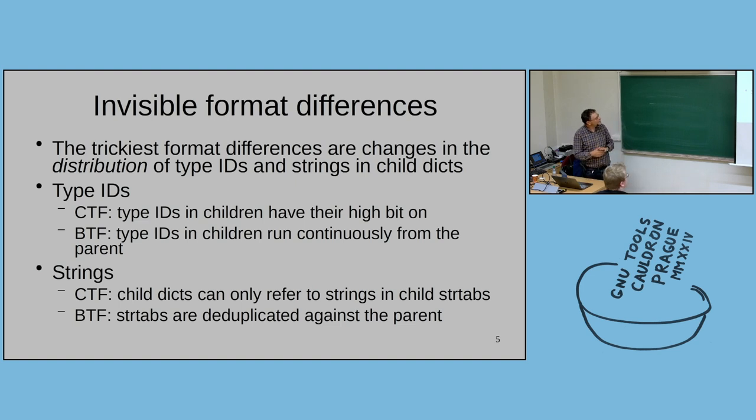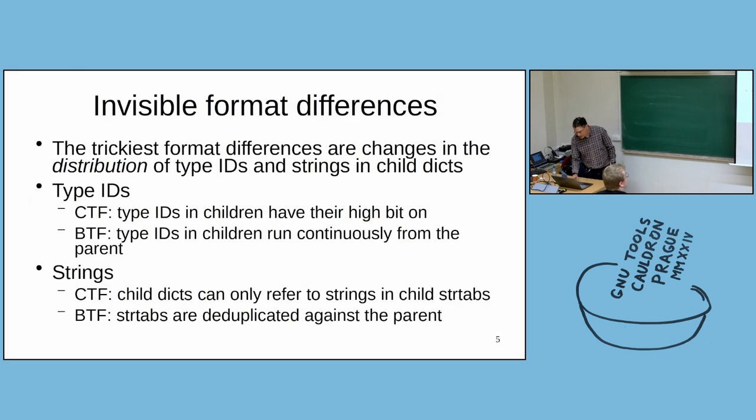Strings, there's something very similar. BTF definitely does something better here. CTF said if you're in a child and you've got a string that hasn't been used before, it goes into a child string table, which means that you often end up with the same string in lots of different child string tables, which is a nasty duplication. BTF just says if strings are duplicated, they go into the parent, even if they're not referred to many times in the parent. This works much better, and I've now adjusted CTF so it does that, and it saves several megabytes in the kernel CTF. I think it dropped from 18 to 15, which is not bad for one format change.